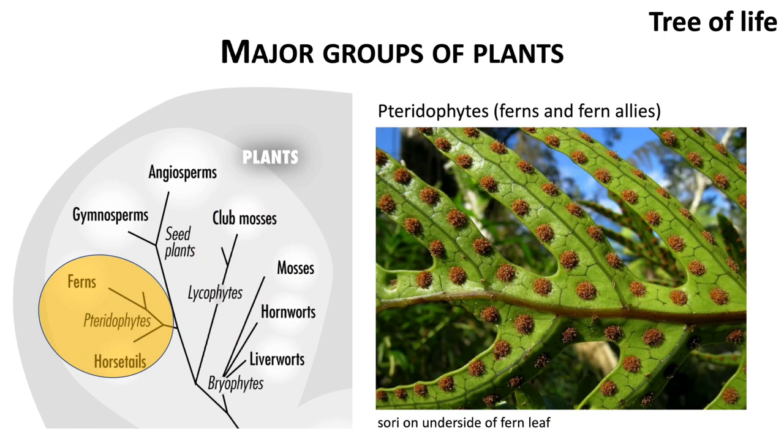Next, we look at the pteridophytes, which are ferns and fern allies. Some members of this group now do have more complex leaves with branching veins, but they still do not produce seeds. Have you ever turned over a fern leaf and seen something like this? These are spores encased in sporangia, and clustered in bundles called sori.